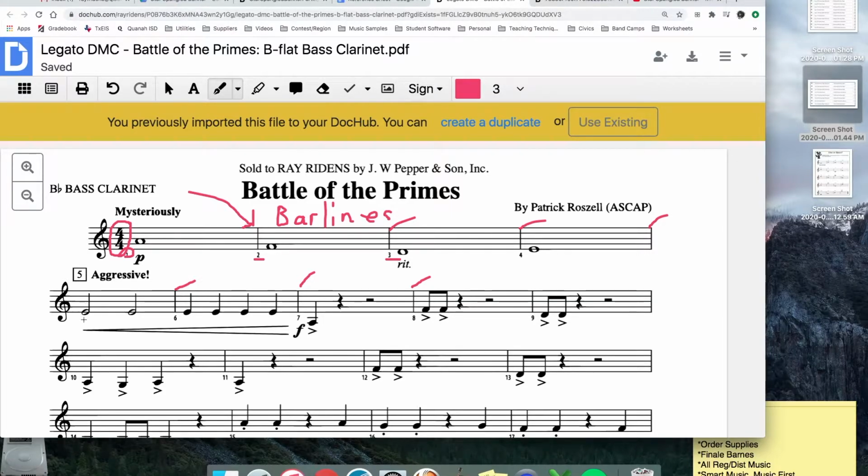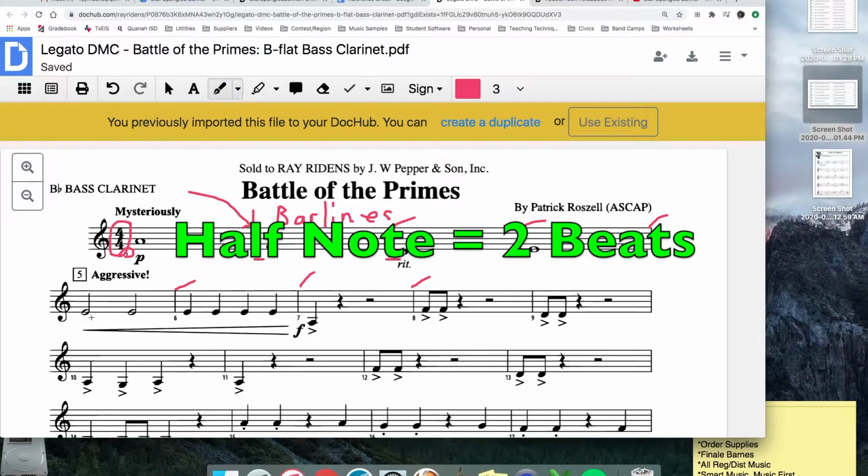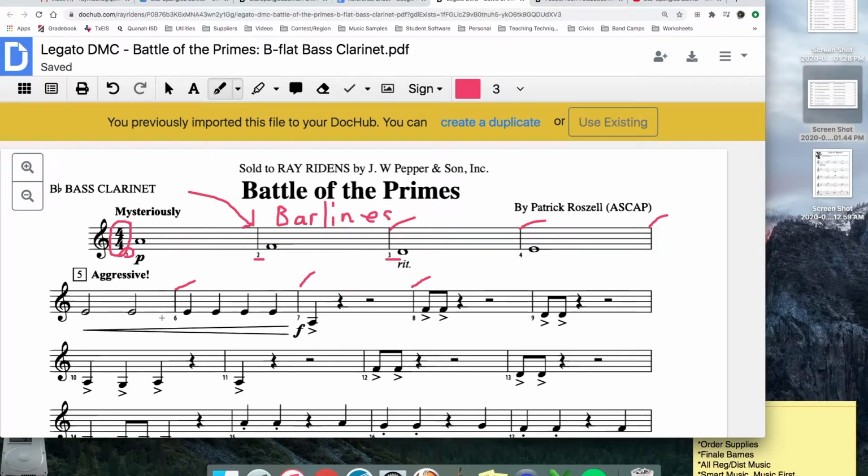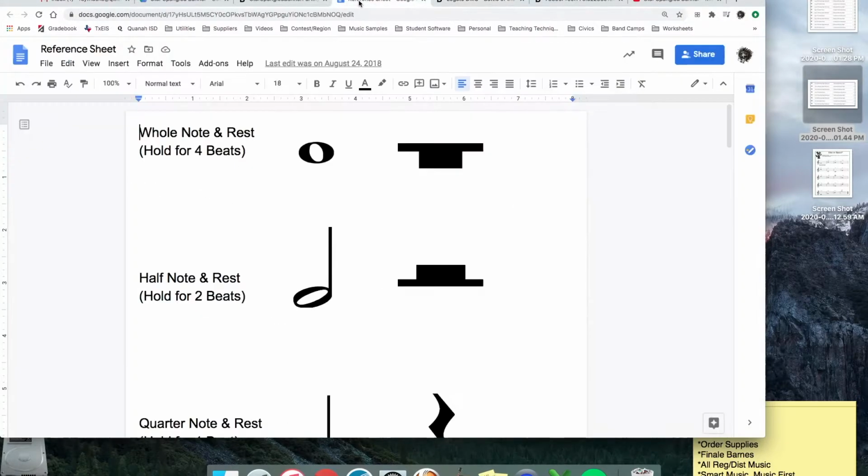These things here are called half notes. They mean hold out the tone for 2 beats. 1, 2, 3, 4. So let's look at this. This one would be 1, 2, 3, 4. This one would be 1, 2, 3, 4. This one would be 1, 2, 3, 4. These are all notes. And notes tell you when to play.